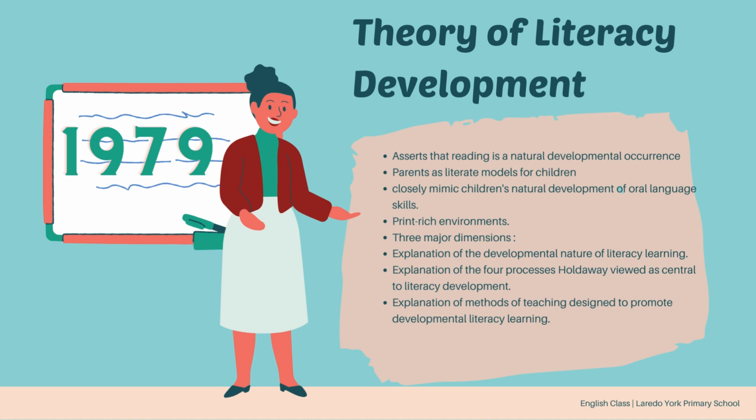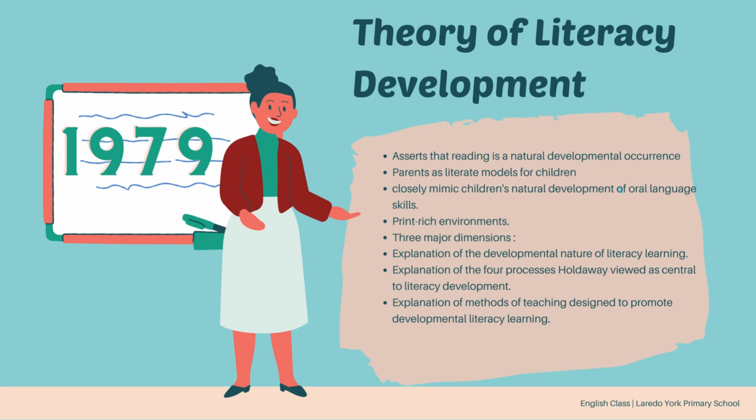The theory of literacy development, introduced in 1979, asserts that reading is a natural developmental occurrence. Parents as literate models for children closely mimics children's natural development of oral language skills, which is something that I really enjoyed reading about and something I maybe wouldn't have thought about in the same way I'm thinking about right now. A huge emphasis on print-rich environments at home and in the classroom.